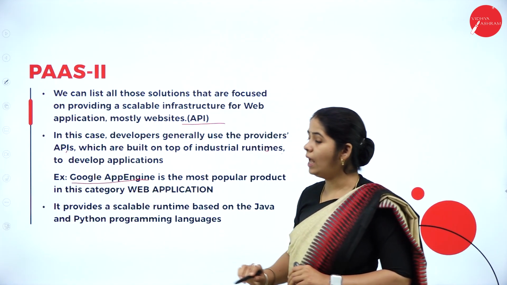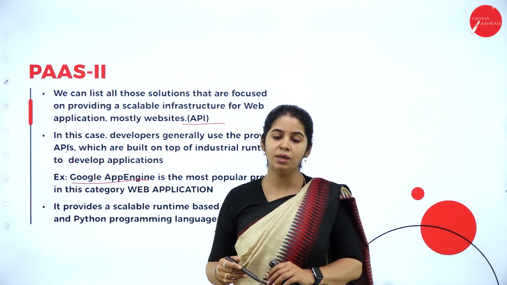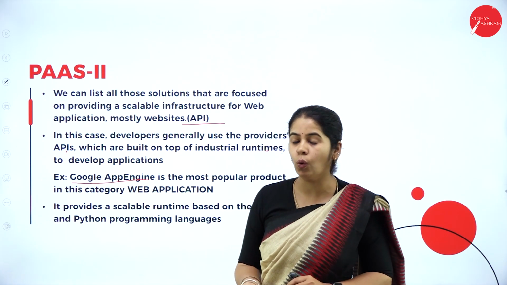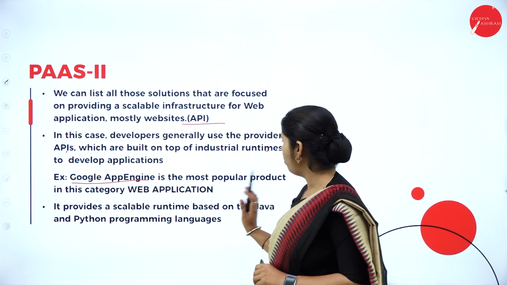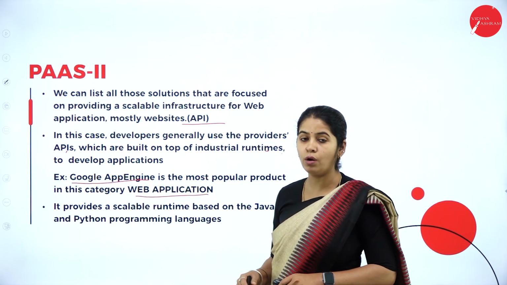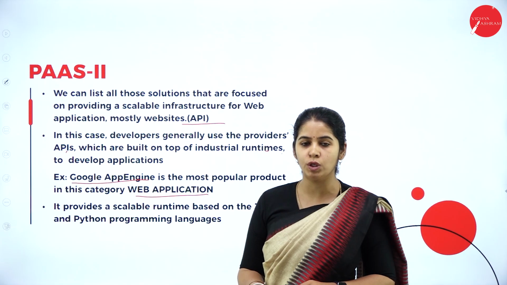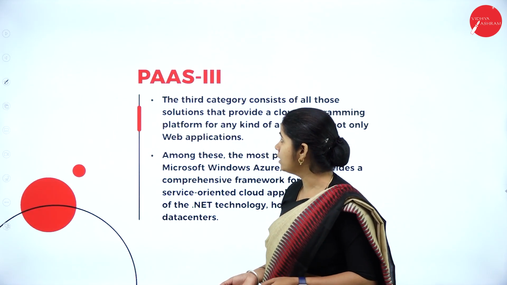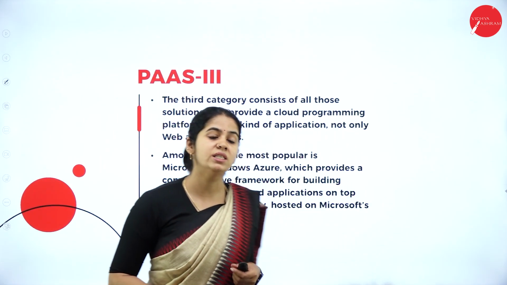Example, Google App Engine. Google App Engine is a platform where you can develop your own app. It is the most popular product in this category of web application. Here also, PaaS 2 is used for web applications. Then comes the PaaS 3 category.